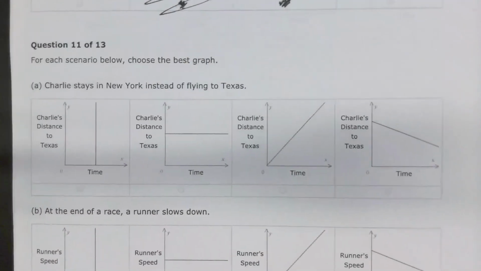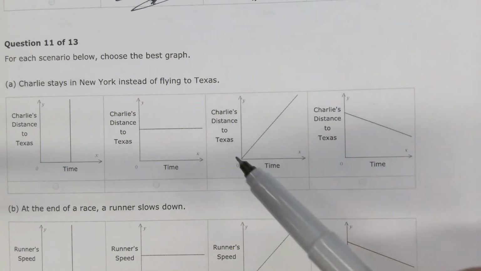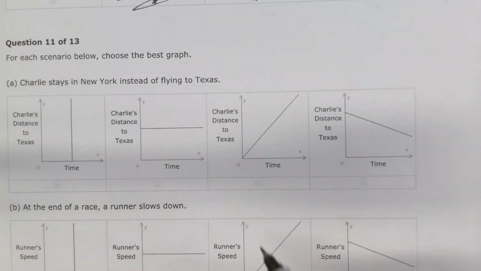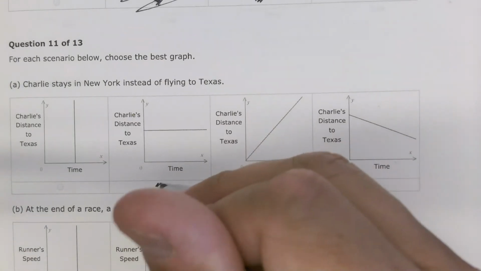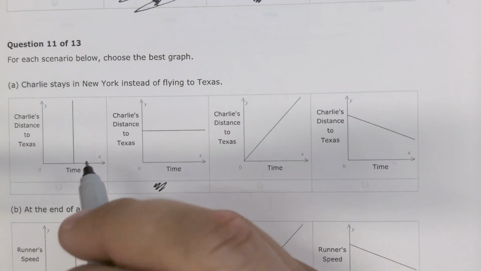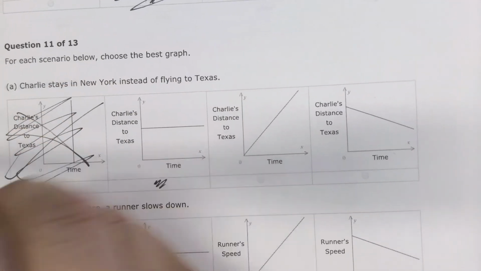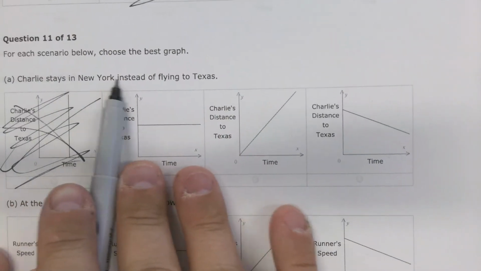Alright, so let's look at this one. Charlie stays in New York instead of flying to Texas. So which one of these is a steady distance away from Texas? Second one, right? This one we're not doing a rocket ship. But it says flying. You're right, but still they take off like this, right? And he doesn't fly. Stays in New York instead of flying.